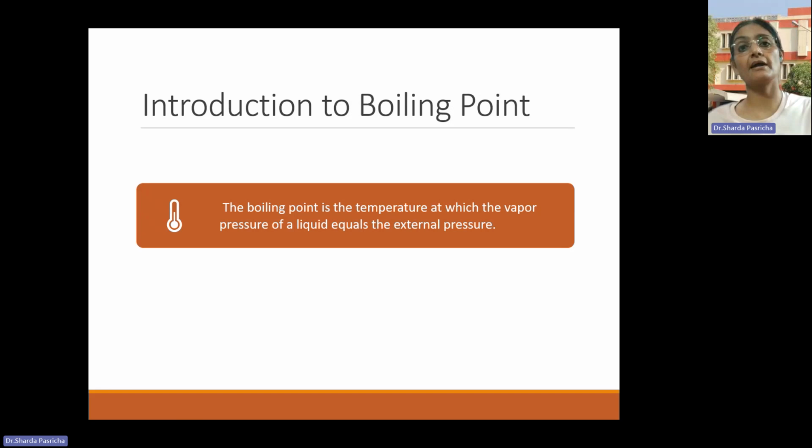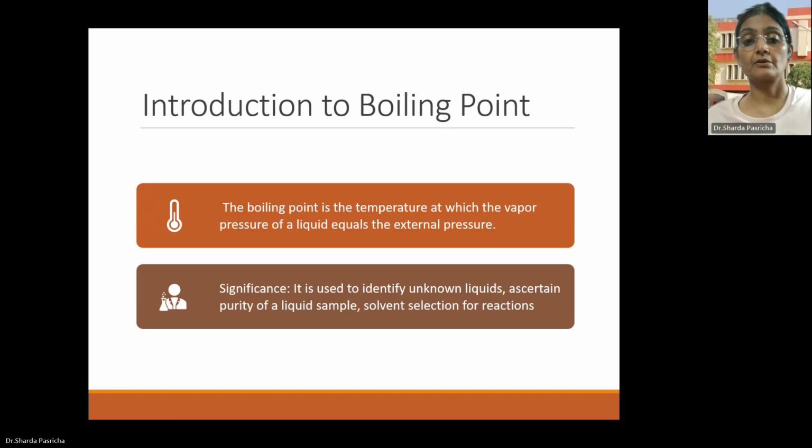Now, let us first define what is boiling point of a liquid. We all know that boiling point of a liquid is a temperature at which the vapor pressure of the liquid becomes equal to the atmospheric pressure.